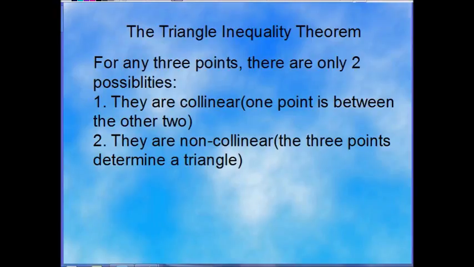Next, let's talk about the triangle inequality theorem. For any 3 points, there are only 2 possibilities. Number 1, they're collinear, and 1 point is between the other, or 2, they're non-collinear, and the 3 points determine a triangle. Those are our only 2 options when we have 3 points. Again, either they're forming a line or they're forming a triangle when we connect them.